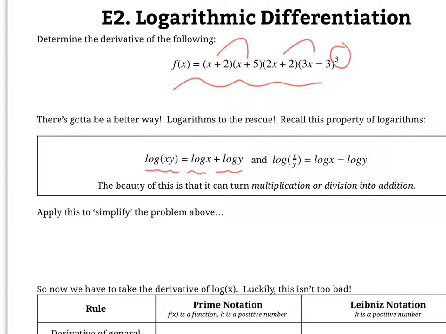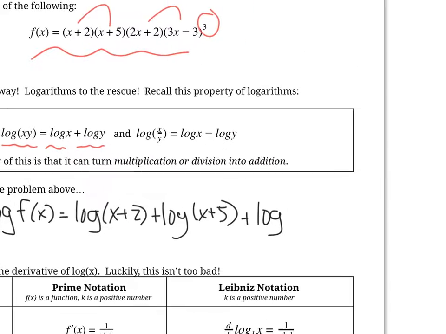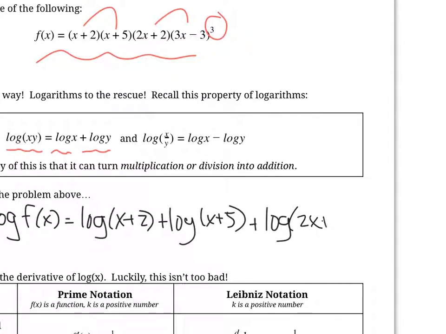If we take the log of both sides in that equation, we're going to have log of f of x is equal to those 4 things added: the log of x plus 2, plus the log of x plus 5, plus the log of 2x plus 2, plus the log of 3x minus 3 cubed.